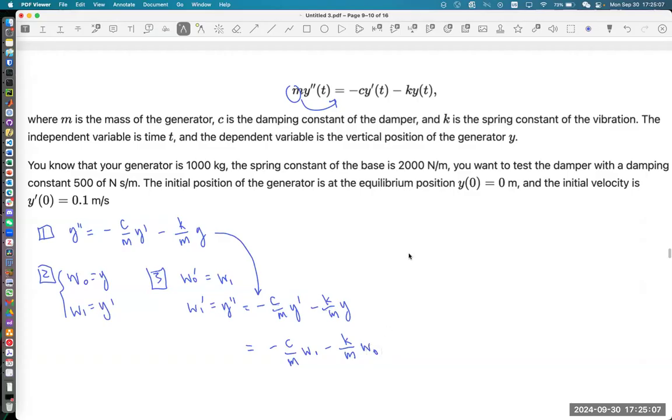And then we want to find the initial conditions, which is W0 of 0 is 0 meters. And then W1 of 0 is 0.1 meters per second. So this is our ODE system with the initial conditions. Any questions?